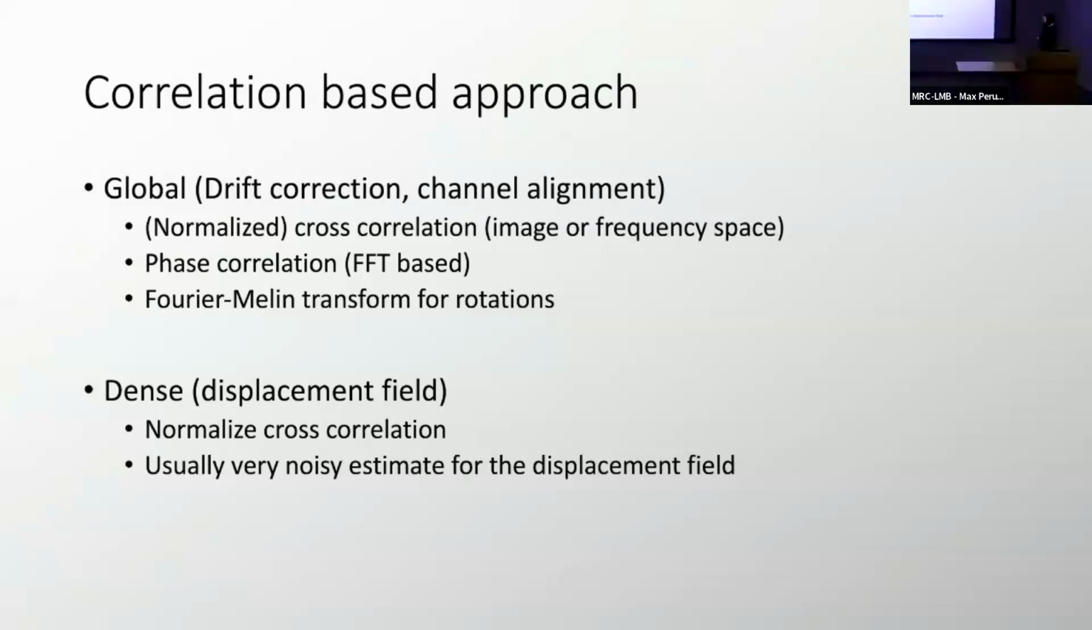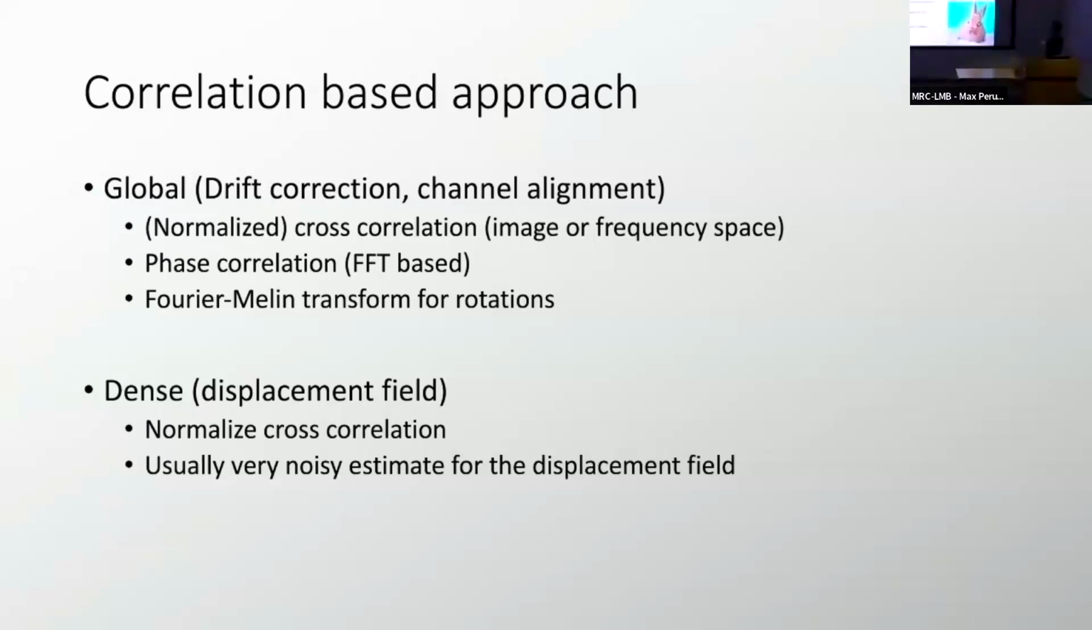This approach is often very noisy, so there is no constraint between the flow, or the deformation field, at one pixel and the deformation at the next pixel. It's often called PIV, particle image velocimetry, in several fields.